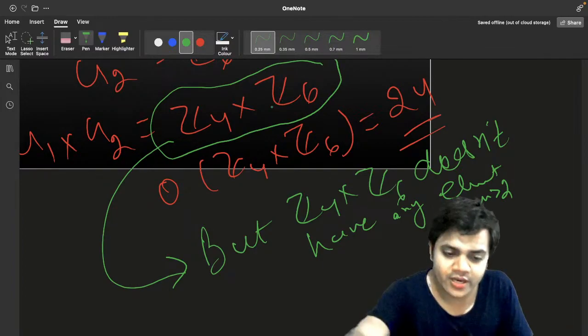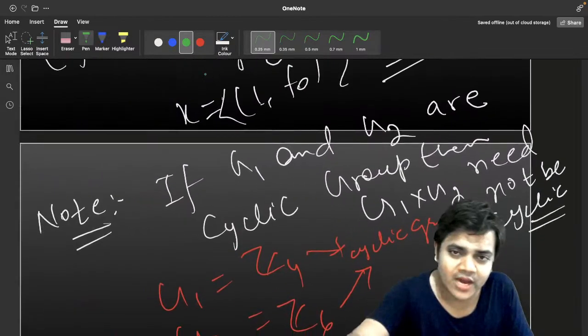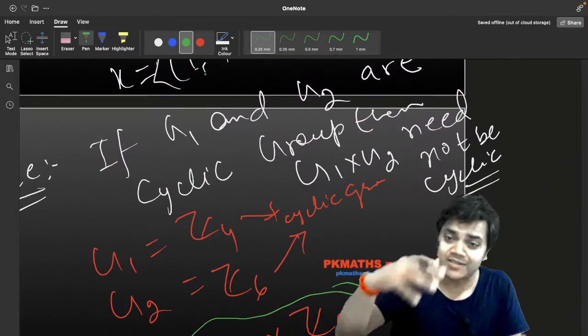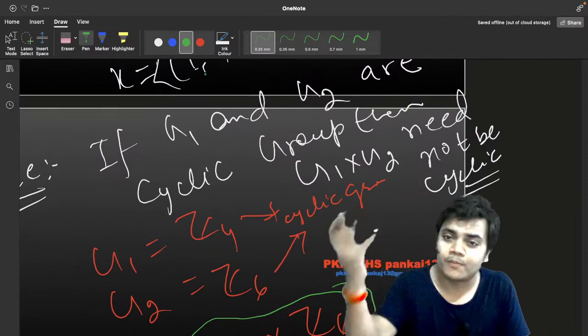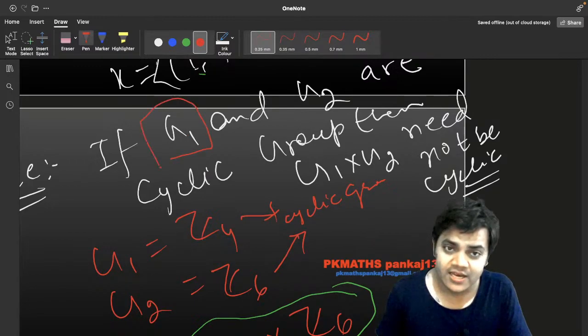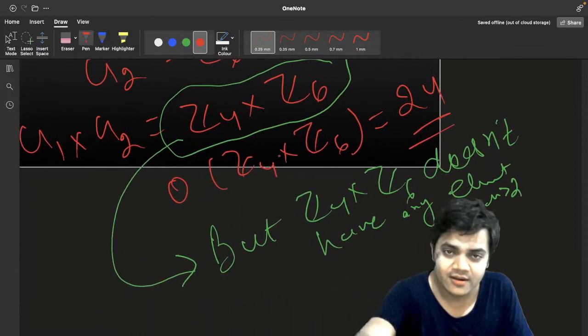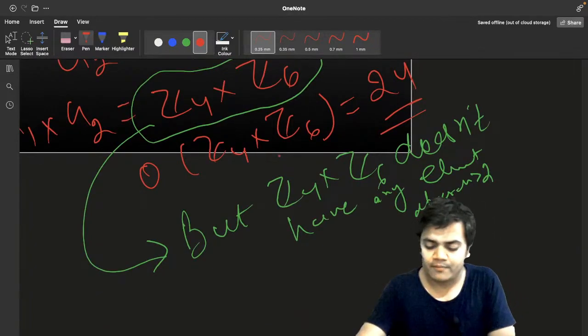So here it was a very interesting note that even if you have two cyclic groups, their product may or may not be cyclic, and this is really a very interesting example. You must note it. Here G1 was cyclic, G2 was cyclic, but G1 cross G2 may or may not be cyclic. The example is here in a very beautiful manner.